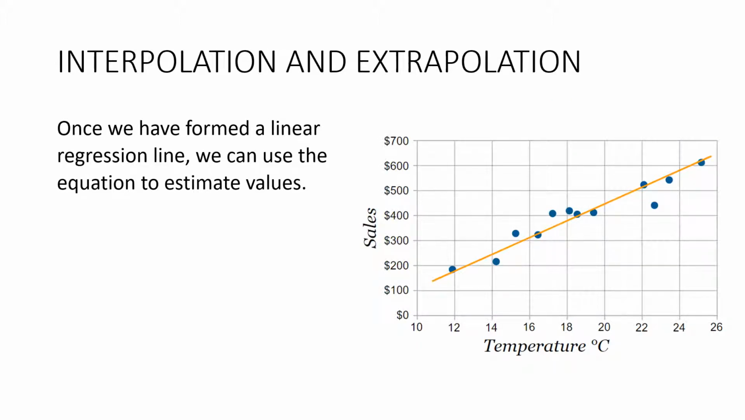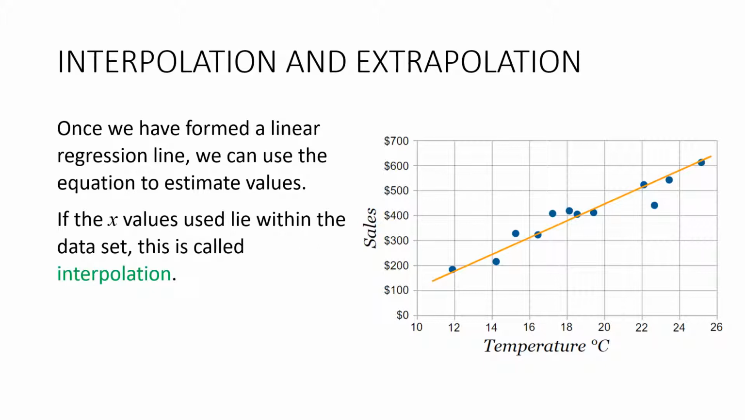Now once we've formed our linear regression line, we can use the equation to estimate values. That's the whole reason that we do it. So we are using algebraic modelling. We're finding an equation that models the data. Now there's a couple of things to note though. Here I've got a new example. We've got the outside temperature, and what happens with the sales in a particular store when the temperature goes up. So it's a pretty good relationship. It's pretty strong. We can see also the line of best fit through there.